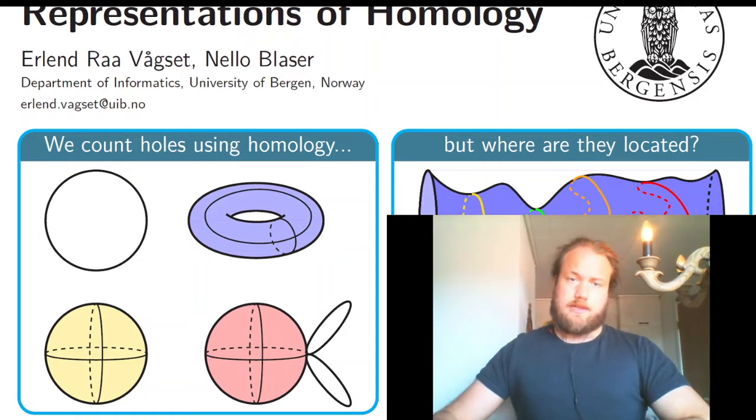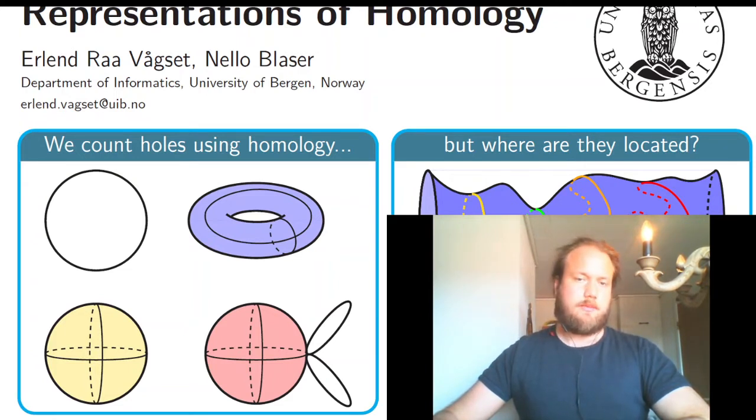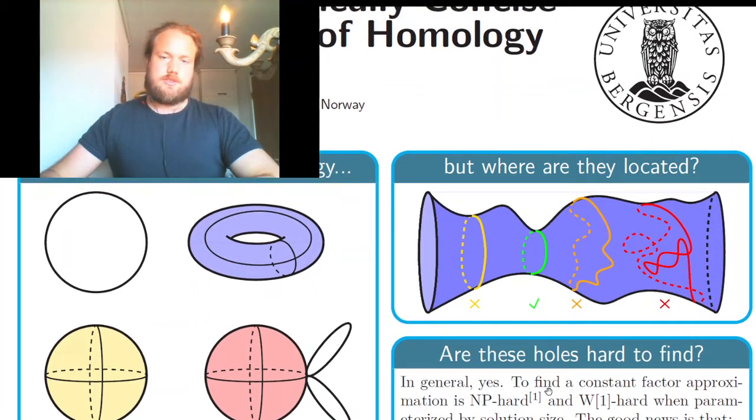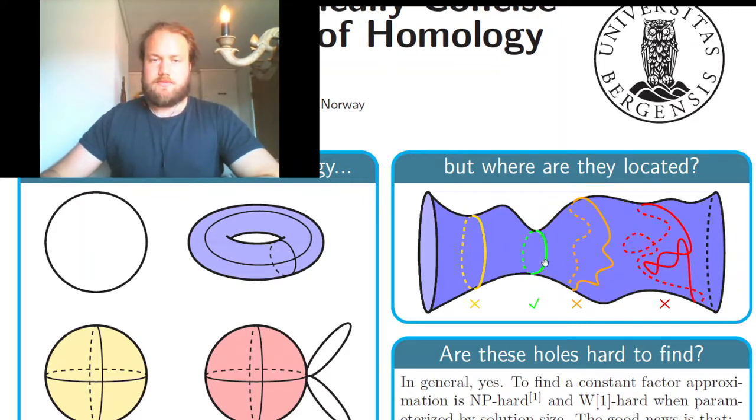One way we could have dealt with this issue is by finding the location of the holes that were spotted by homology. The problem here is that homology does not have any preference about which representations we should use for a given hole. So, for example, all 4 circles indicated in this deformed cylinder are equally good descriptions of the hole as far as homology is concerned.